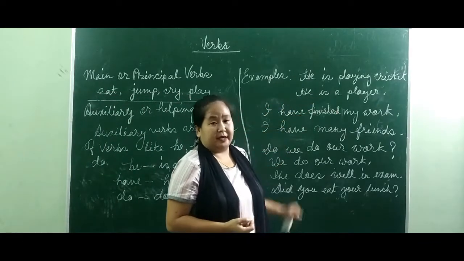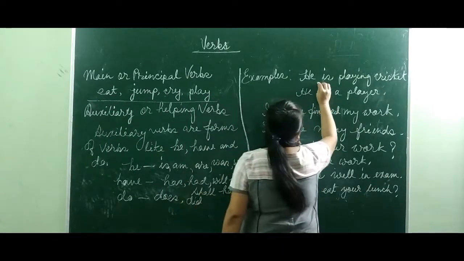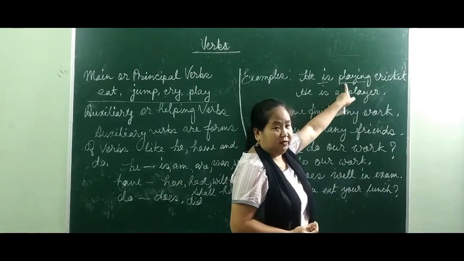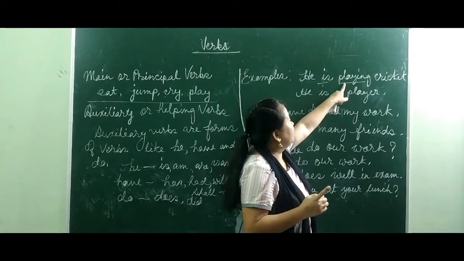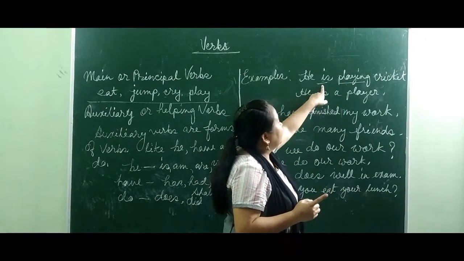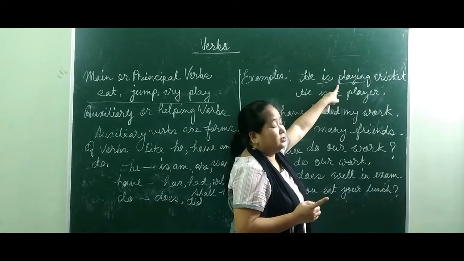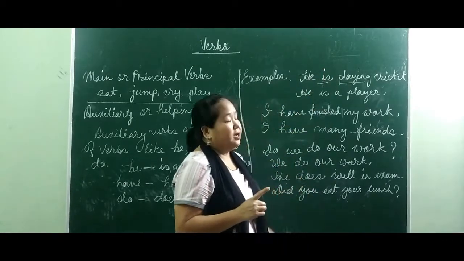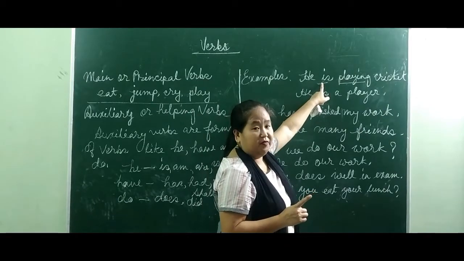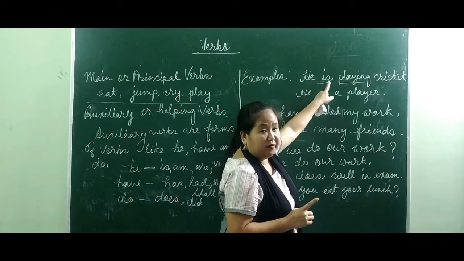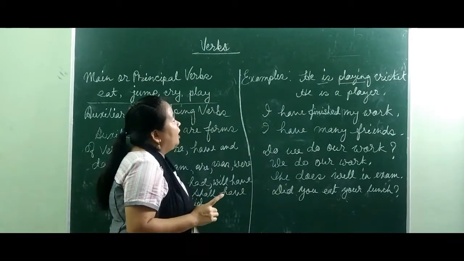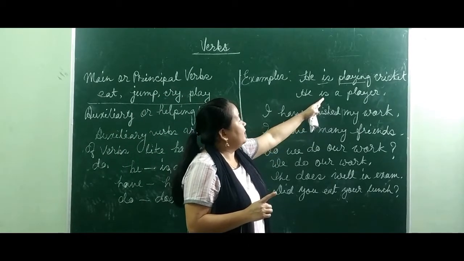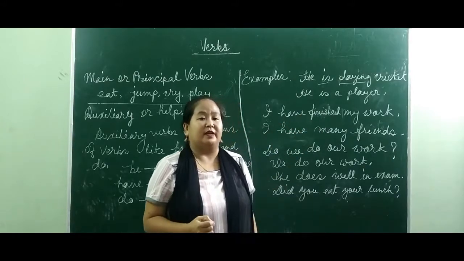He is playing cricket. Now here the verb is is used to help the main verb playing. The verb playing shows an action. This is the main verb, and is is used here to indicate the tense. If you say only "he playing cricket", it doesn't make any sense, right? So here is is used as a helping verb. Now, this helping verb can also be used as a main verb in a sentence.